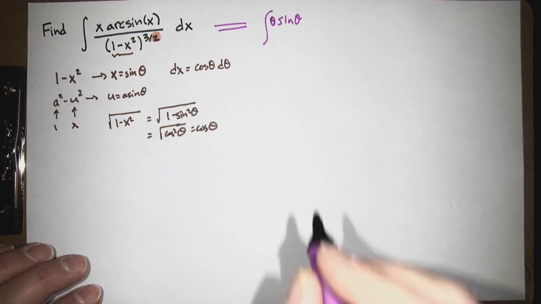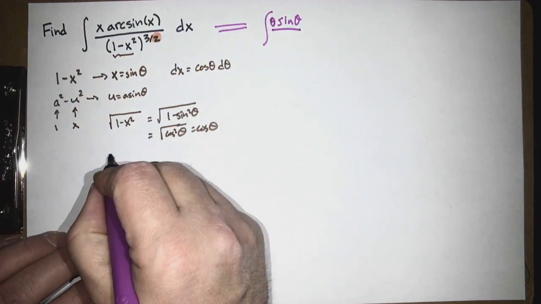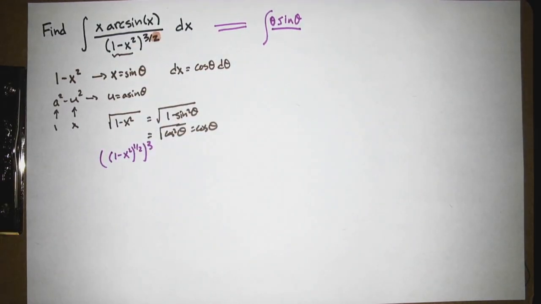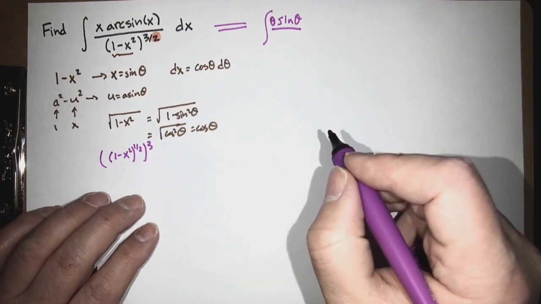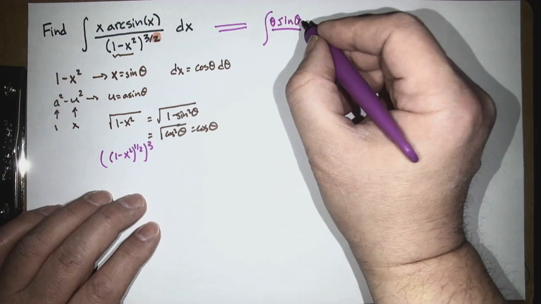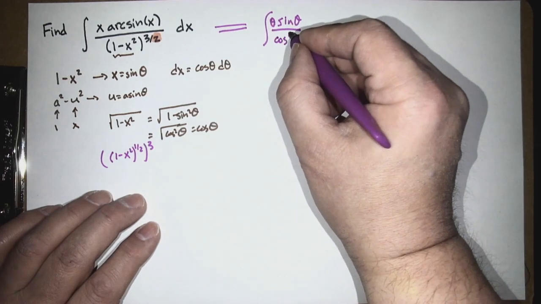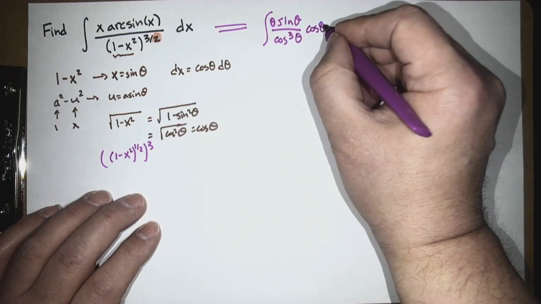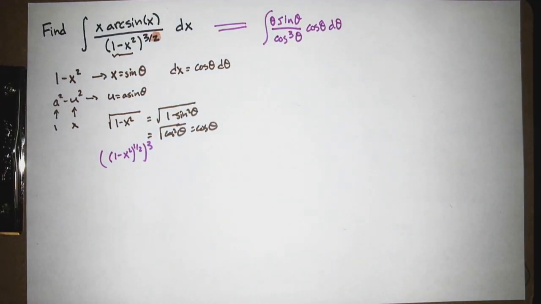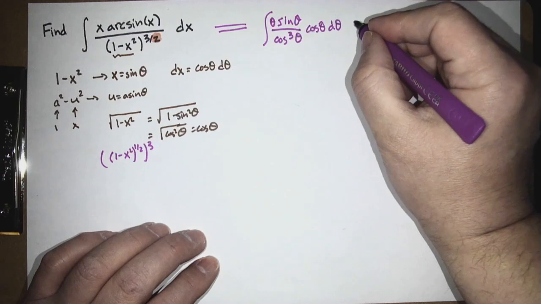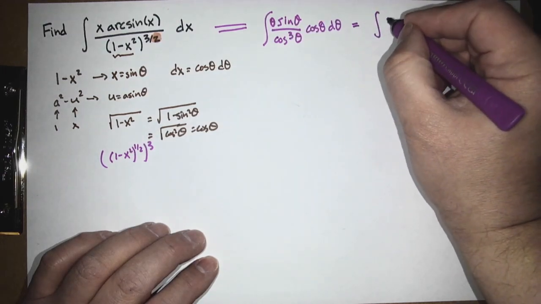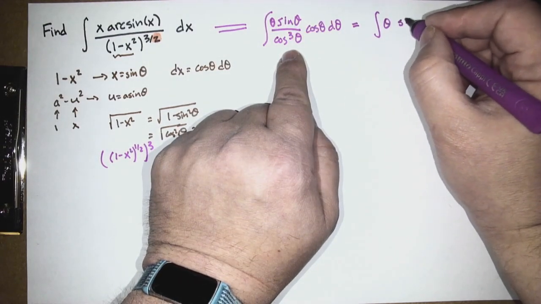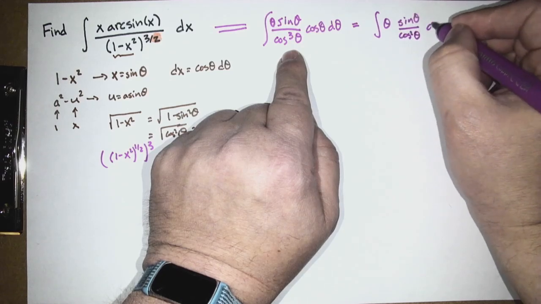Theta, sine theta. Now, the downstairs, when we see this 1 minus x squared to the 3/2, that's really 1 minus x squared to the 1/2 cubed. That's what 1 minus x squared to the 3/2 means. So what does the downstairs become? Cosine cubed. And the dx is cosine. All right. Good. Well, let's see, what can we say here? This is the integral of, there's a theta, and we can cancel a single cosine. So we have sine theta over cosine squared theta d theta.